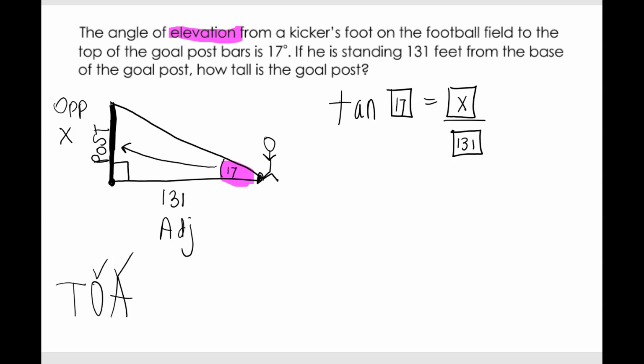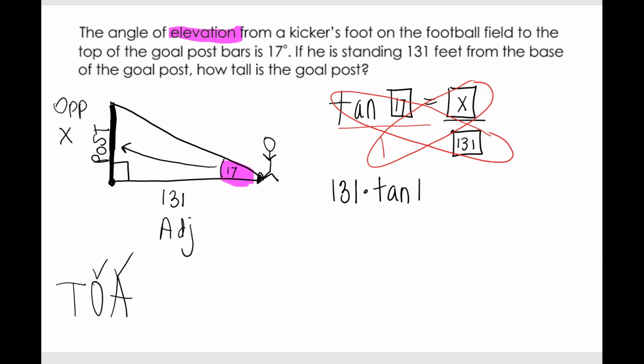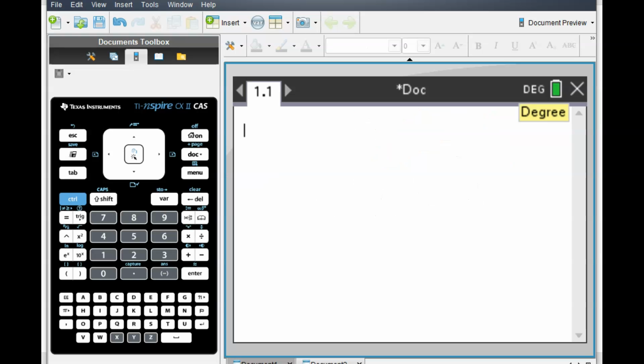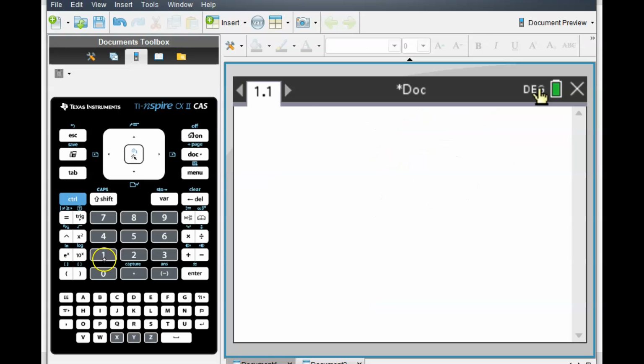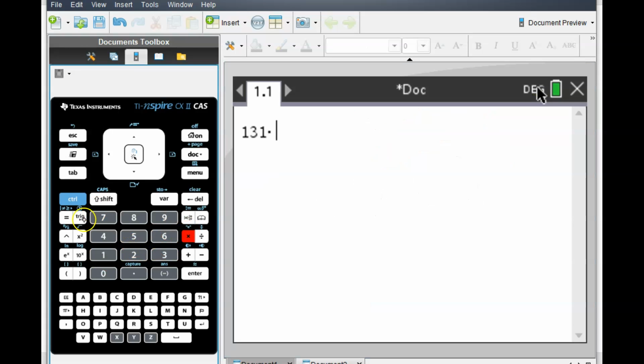So to solve these types of problems when X is either the numerator or the denominator, we cross multiply. And when we cross multiply, it is recommended by yours truly, Ms. Junta, that you put the 131 in front of the word tangent and then the angle. X times 1 will give you X, so you plug this into your calculator. We're going to make sure that we are in degree mode, and we're going to type in that expression: 131 times the tangent of 17.